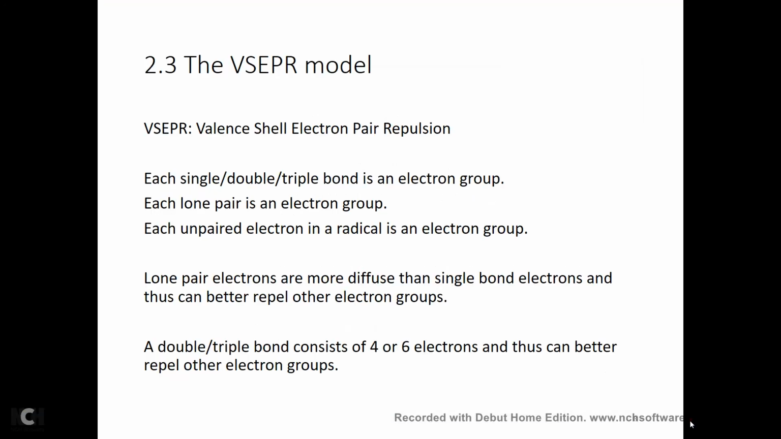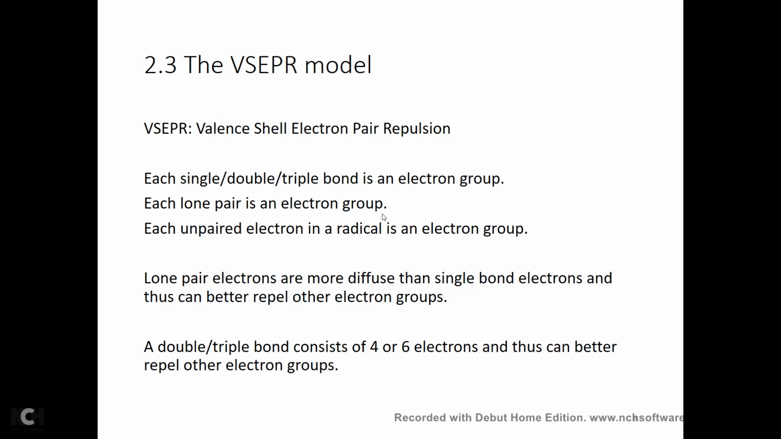Section 2.3. The VSEPR model, valence shell electron pair repulsion. So there are rules. First, some definitions. Every single, double, or triple bond is one electron group. A triple bond consists of 6 valence electrons, but that's counted as one electron group. Each lone pair is an electron group.